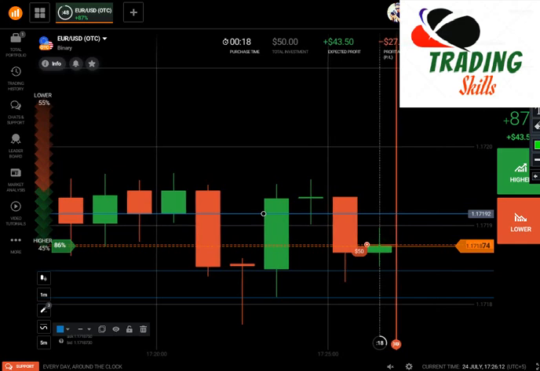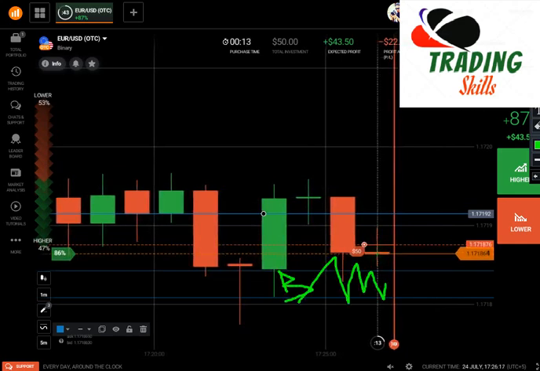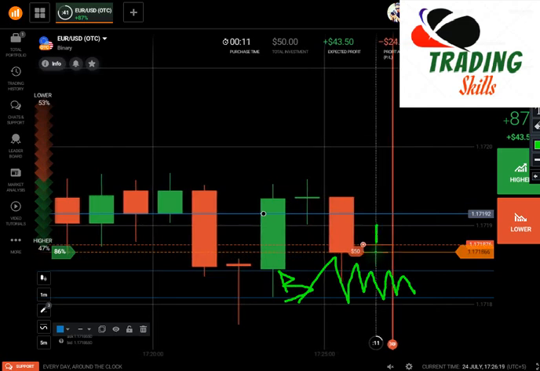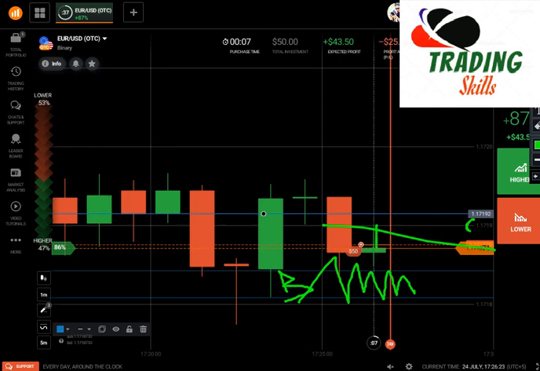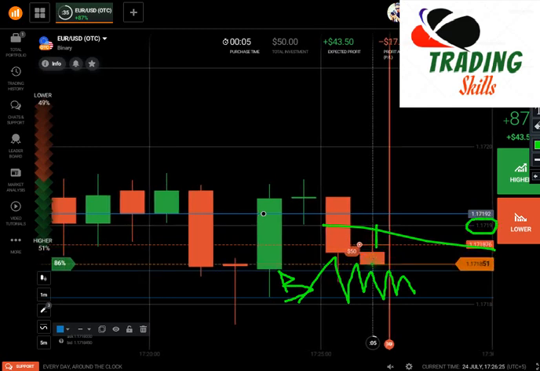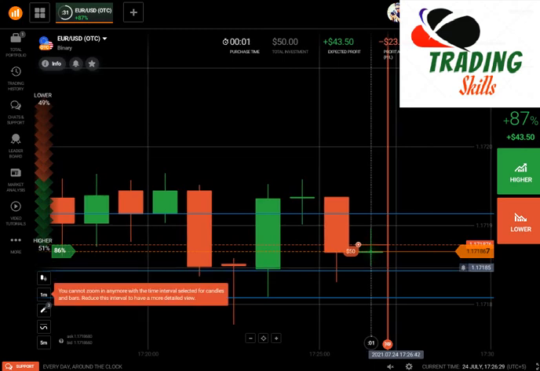Now you can see this is the buyers area. This area is the buyers area. Still there is a gap and I am also seeing a rejection with this round number, so it showed me that the next candle has to go down. So you will see.